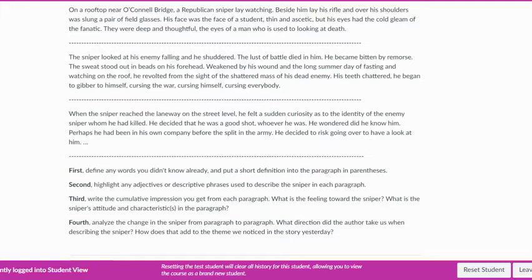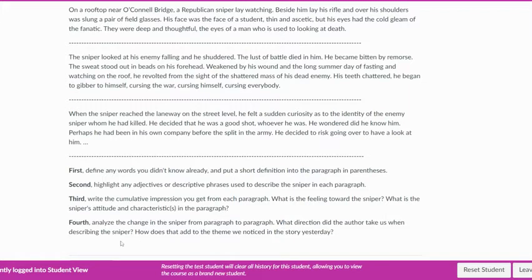I will demonstrate with this first paragraph, and that's all I'm going to show you how to do. You have to do the other 2 on your own. And then the fourth part is you analyze the change in the sniper. So you can just simply say in the first paragraph, the sniper was described as this, and in the second one he was described as this. The third one he was described as this, which shows a change from happy to sad or sad to happy, whatever it is, right? In this one, that's a little simplistic for this story, but that's the idea.